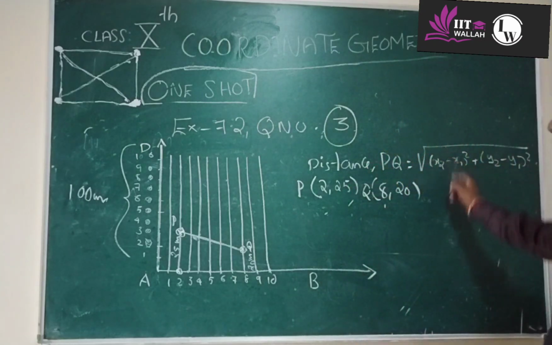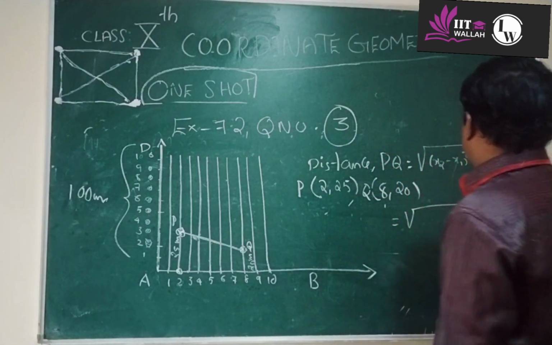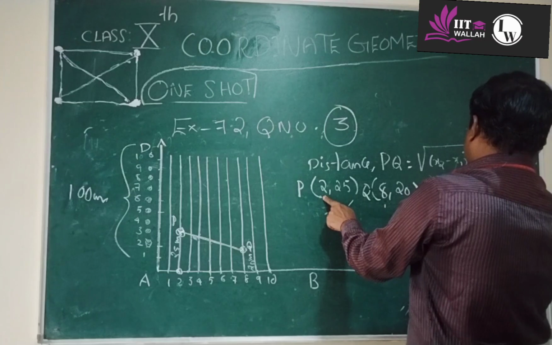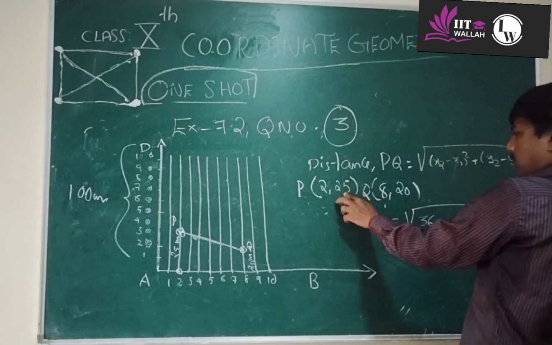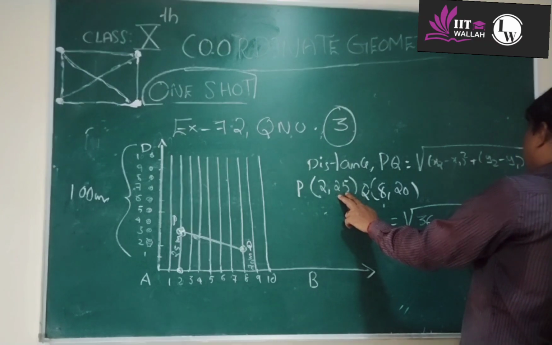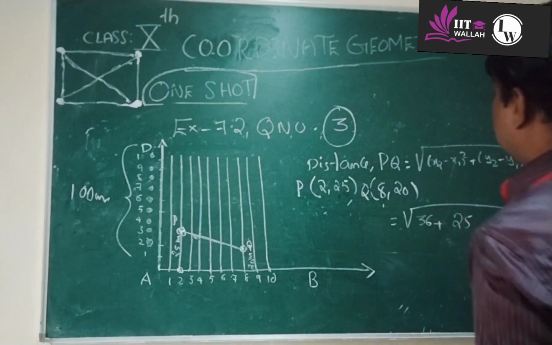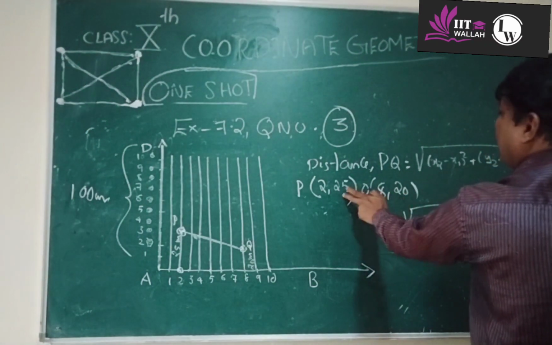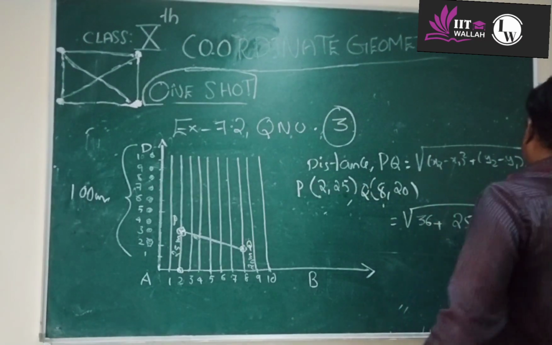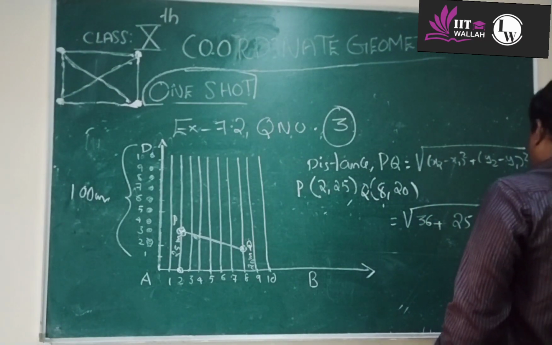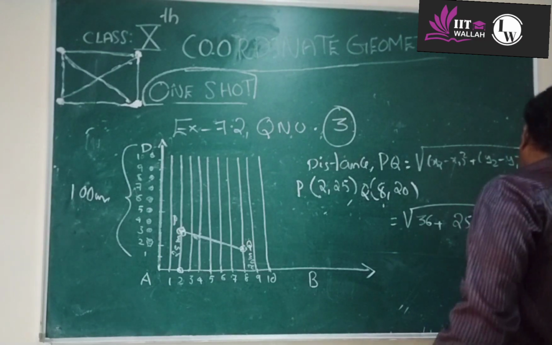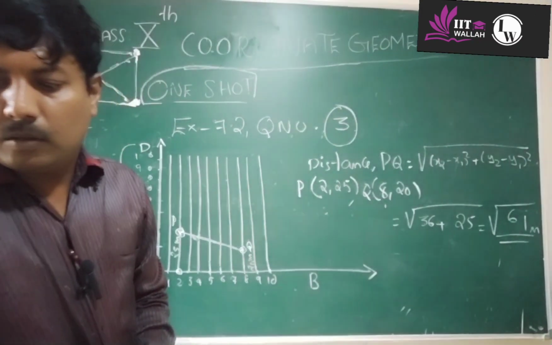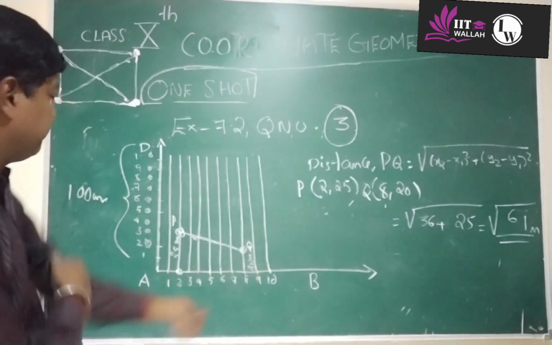Now you can apply this formula very easily. Root of x2 minus x1 whole square. 8 minus 2 is 6. This is 36 plus 20 minus 25 is minus 5 whole square is 25. Okay. 8 minus 2 is 6, 6 square 36. Now 20 minus 25 is minus 5. Minus 5 square is 25. So the answer is root of 61 meter. So the distance between this and this is root of 61 meter.